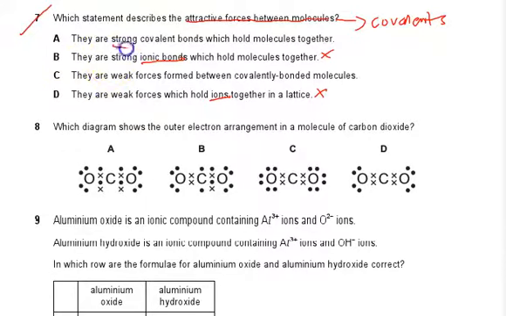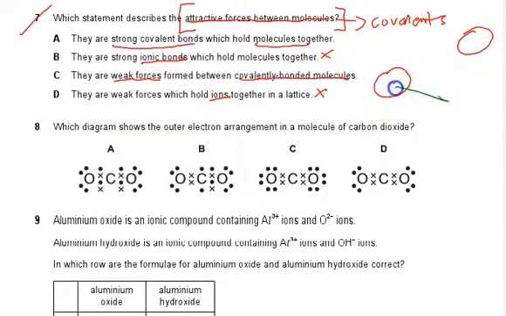So here we have a strong covalent bond which holds molecules together. And C is a weak force formed between covalently bonded molecules. Okay, so here they're asking for attractive force between molecules. So which means that, let's say we have 2 molecules over here. Okay, so inside is a strong covalent bond.